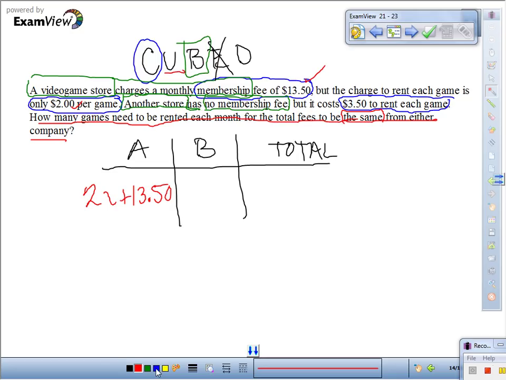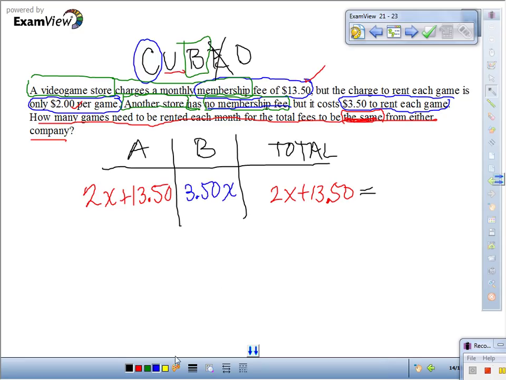Let's go to the second company. I'm going to do that in blue. The second company, there is no membership fee, so I don't write plus whatever, right? But do they charge per game? Yes. How much? $3.50. Do we know how many games they rent in order to be the same as the other? No, so we write it as 3.50x. That is correct. So here it says that they need to be what? The same.